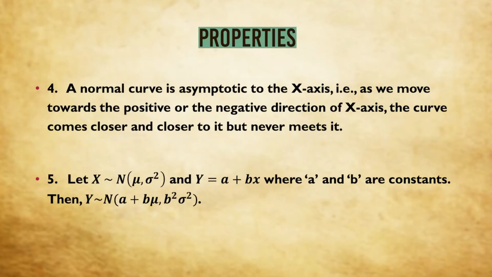So we carry on with the properties. A normal distribution is asymptotic to the x-axis. What do you mean by this? That means as we move towards the positive or the negative direction of the x-axis, the curve will come closer and closer to the x-axis but will never meet it. This is called an asymptote. Now see, if it does not ever meet the x-axis, that means f(x) cannot be equal to 0. You can see it from the functional form of the PDF as well.